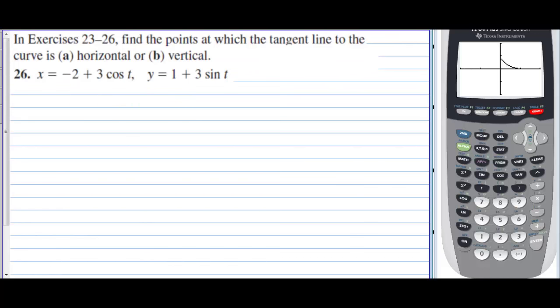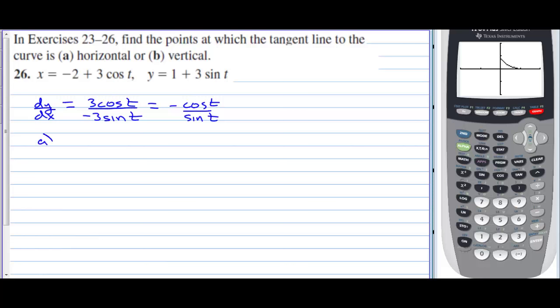In exercises 23 to 26, find the points at which the tangent line to the curve is (a) horizontal and (b) vertical. So let's find the derivative first. dy/dx equals 3 cosine of t over the derivative of x, which is -3 sine of t. We can cancel out the 3's, and it's negative cosine of t over sine of t.